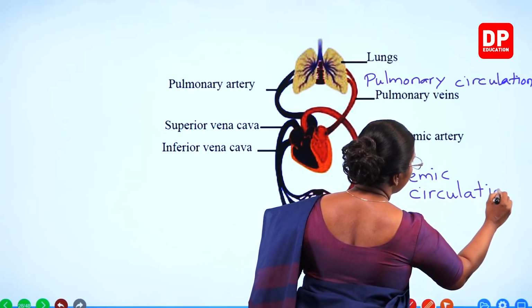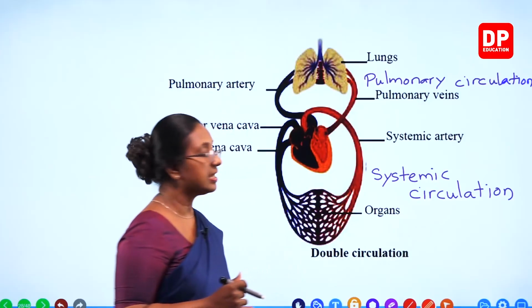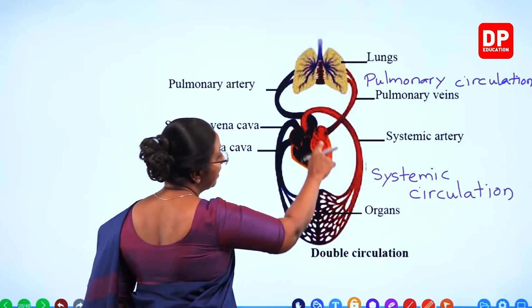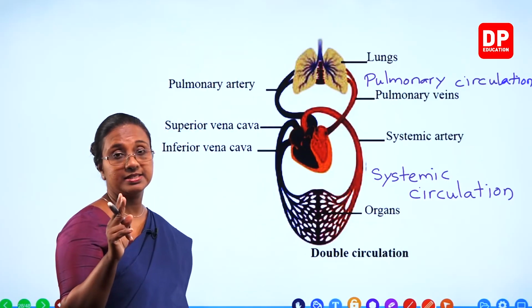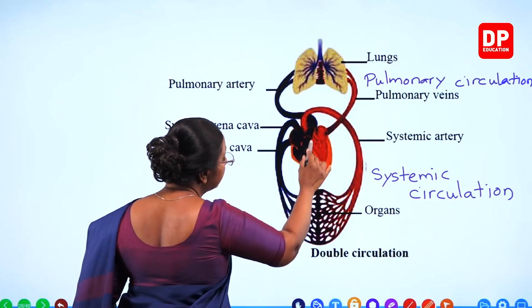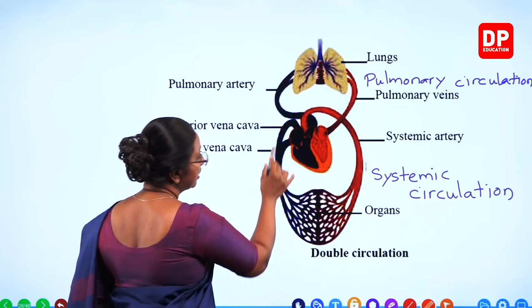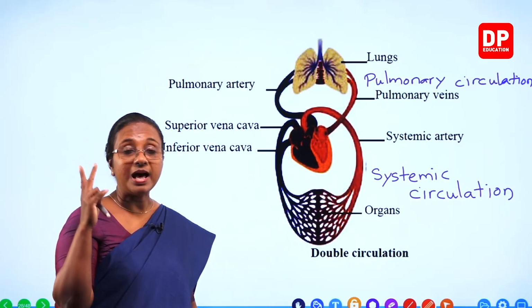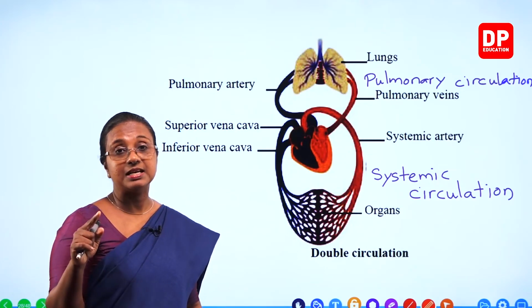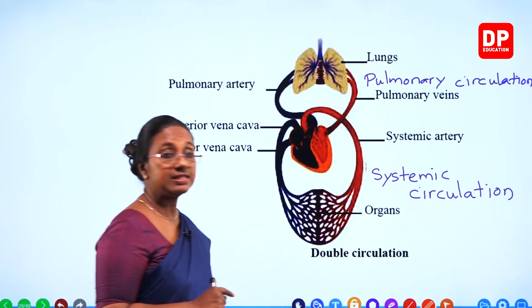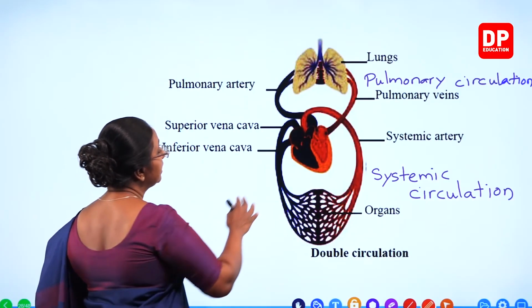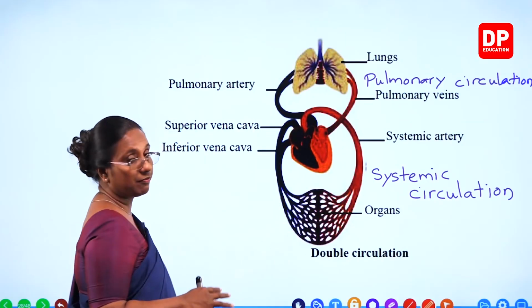During this whole process, pulmonary circulation and systemic circulation, you were able to understand that the blood passes through the heart twice. First, the deoxygenated blood goes to the lung. Again, the oxygenated blood goes to the rest of the body. So, blood passes 2 times through the heart during one complete circulation. That is why we call it double circulation. Is that clear?